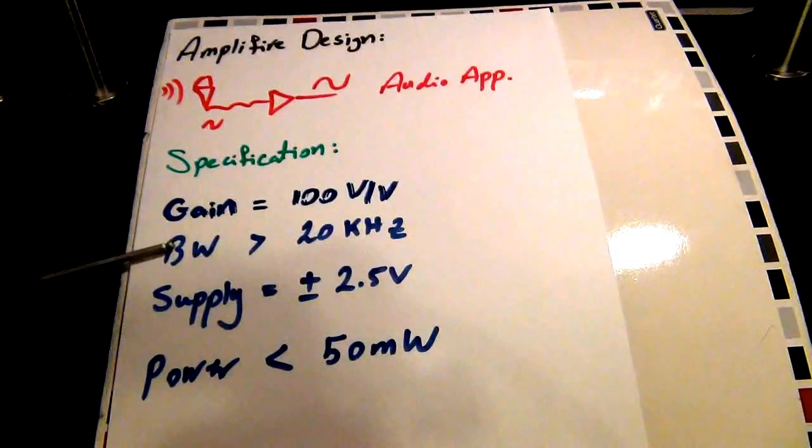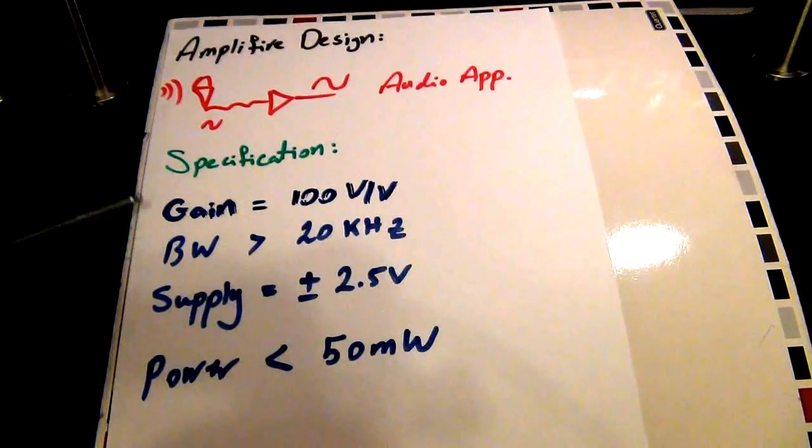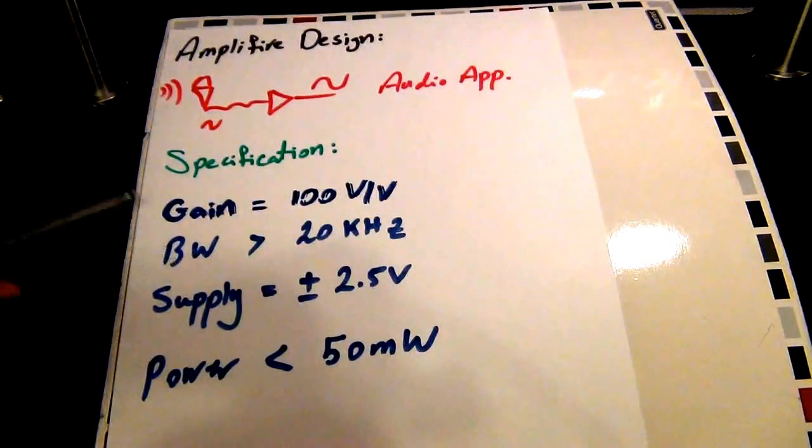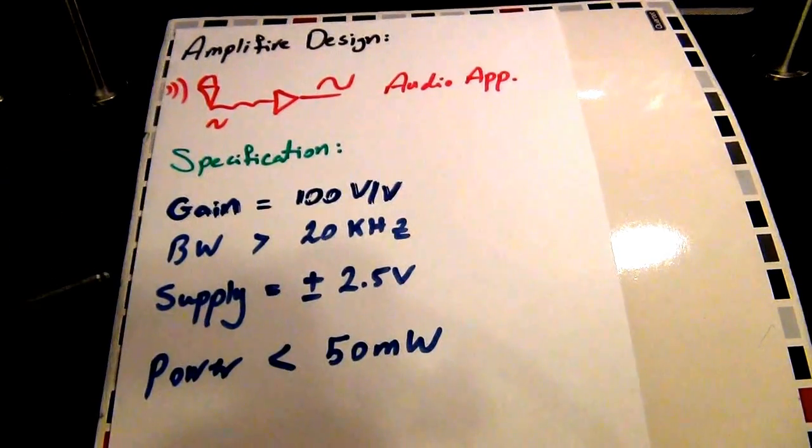We also want the bandwidth of the amplifier to be at least 20 kilohertz. We don't want it to be too high, because anything more than 20 kilohertz a human ear can't hear anyway. So it's just going to be noise in the system, so we may as well filter it out. But we want to have at least 20 kilohertz of bandwidth so that it covers the entire audio range.